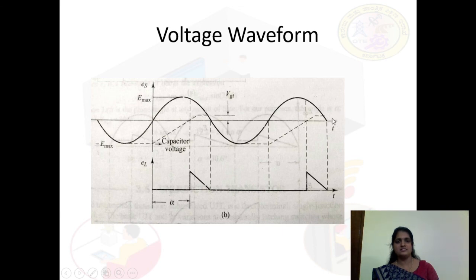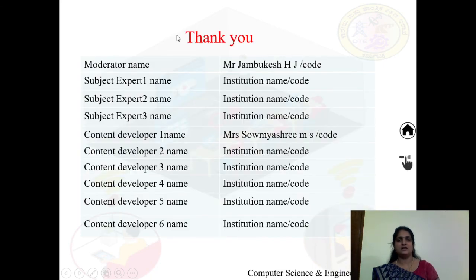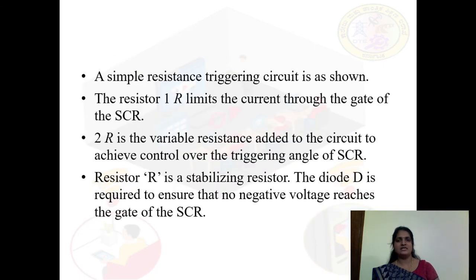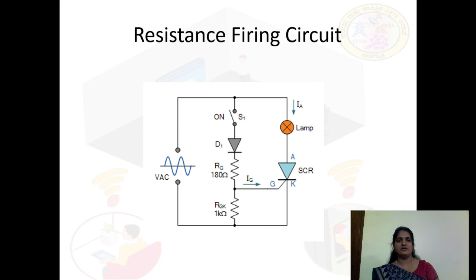This indicates the input waveform, ES, and EL indicates the application of the firing angle. This triangular shape causes the firing pulses with the help of the RC triggering, and this is all about the RC triggering and the R triggering firing circuit.